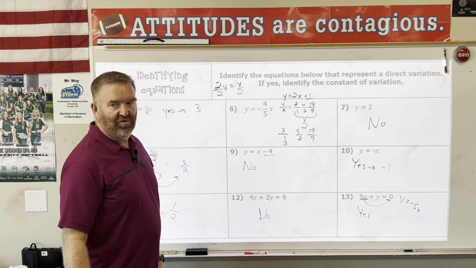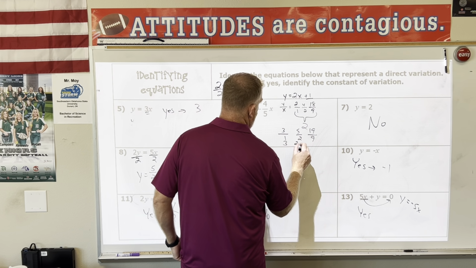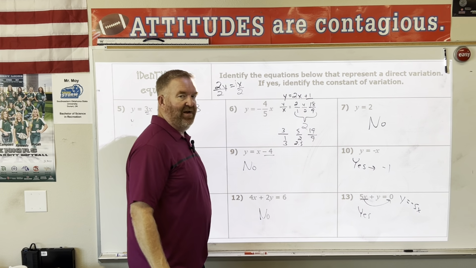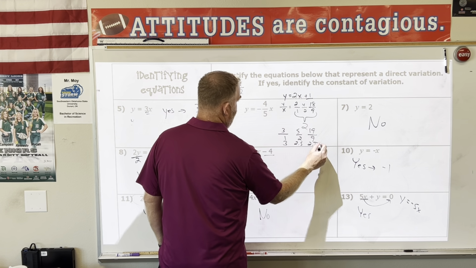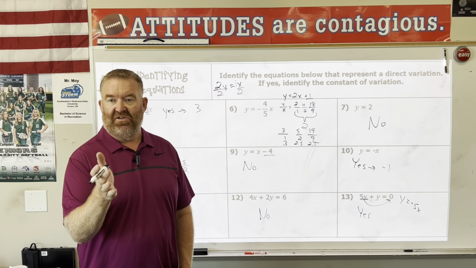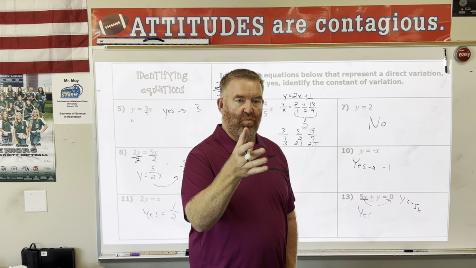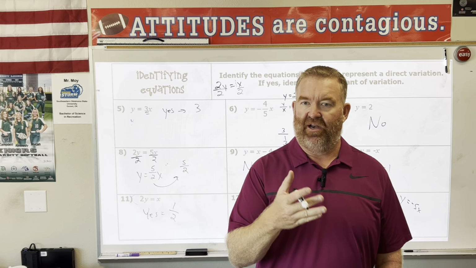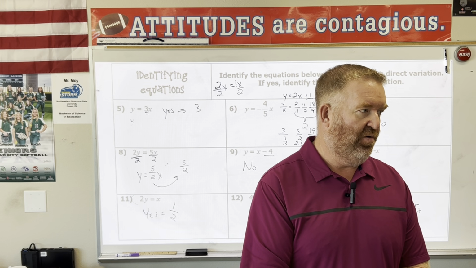Do it in your calculator just real quick. 5 divided by 2. 2.5. Do me a favor. What is 19 divided by 9? 2.1 extended. Do they match? No. They're not constant. That's why you can't have a number on the end. It's got to be just y equals something x. I see people nodding. Does that make sense? It's got to be just that, and that's why it has to go through the origin.